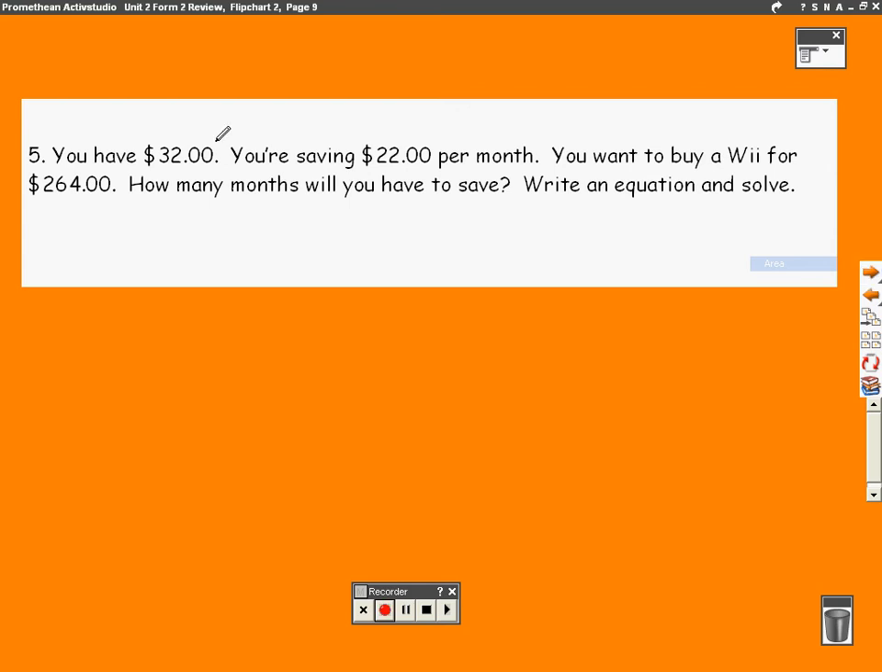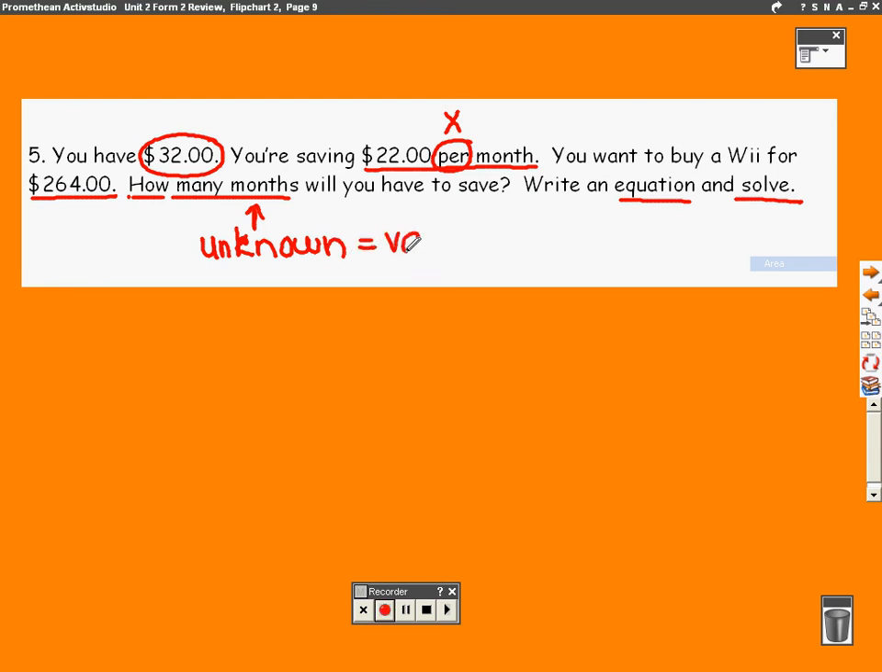Here we're told that the total amount we have is $32, and we're saving $22 per month. Per is our hint to tell us that we're going to be multiplying. We want to buy a Wii, and it's going to cost a total of $264. We need to be able to write the equation and solve. So since we know it's $22 per month, and we're asked to find how many months, we can guess that this is the unknown. So if that's the unknown, it has to be the variable.